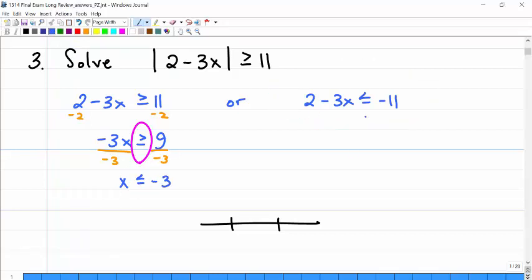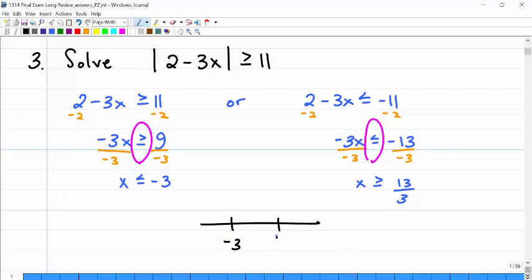Now let's solve this inequality. Subtracting 2 from both sides leaves me with negative 3x less than or equal to negative 13. Dividing by negative 3 on both sides. Again, I divided by a negative, so I need to flip the inequality. I get x greater than or equal to positive 13/3. The two numbers on my number line are going to be negative 3 and then 13/3.